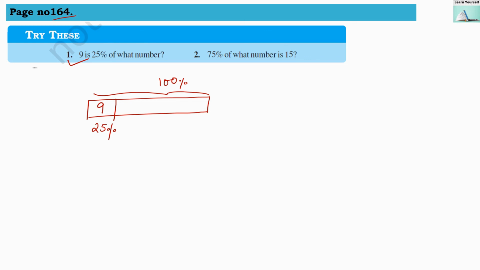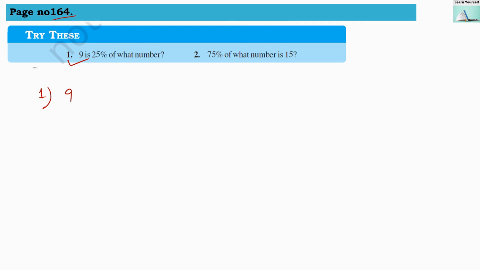The direct method is, if we add 75% more, that is 3 more 25% parts, then we will get the 100% quantity. So we can directly do 9 into 4, and we will get the answer 36. So 36 is the number of which 25% is number 9. But let us do this stepwise. So numerical 1, 9 is 25% of what number?